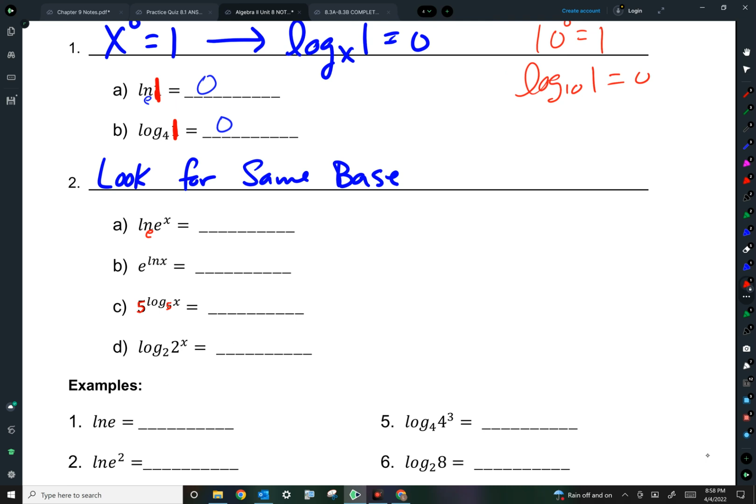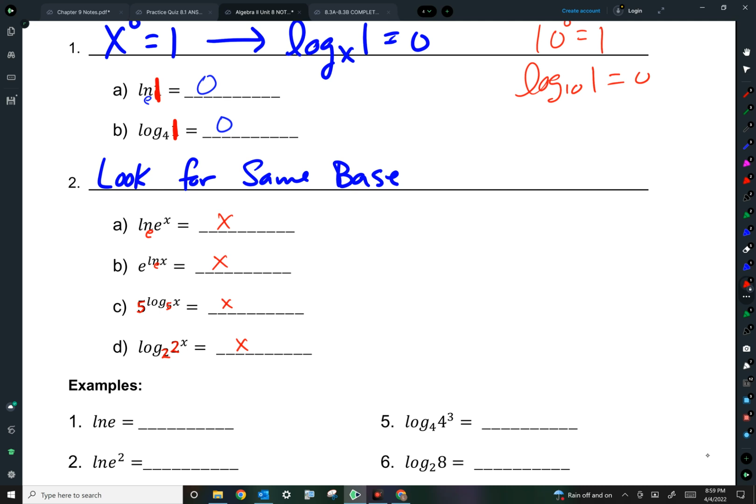Or when I look at letter D, the subscript is 2, so the base is 2. But over here, I have a 2 to the x, so that 2 is also a base. Anytime you see the same number in there, it's always going to equal the other number. If I see these two 2's, the answer is just going to be that x. Whenever I see those 5's that are the same, the answer is going to be whatever that x is. I see the e's that are the same, because isn't there a little base right there of e? The answer is going to be whatever that x is.